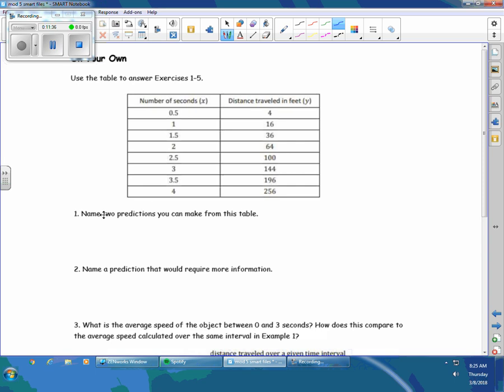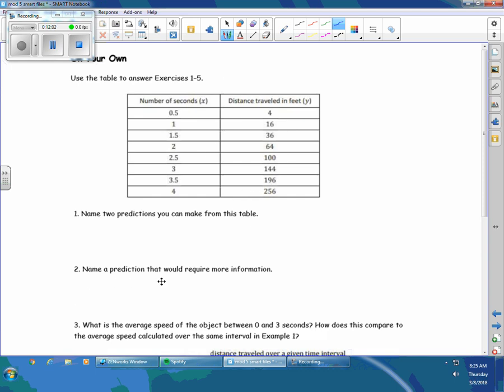And I don't like the way they use the word predictions because they're really talking about reiterating the information that's on the table. So if we're using this table to make predictions, I can say every time we drop a ball from a rooftop that's 256 feet, in 3 seconds it's going to be at 144 feet down. It's going to take 4 seconds to hit the ground. Those are some predictions that I can make from this table.